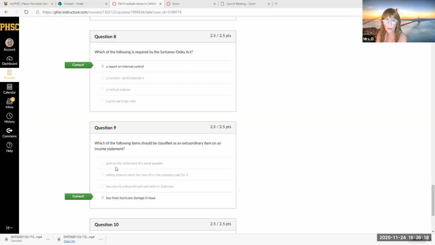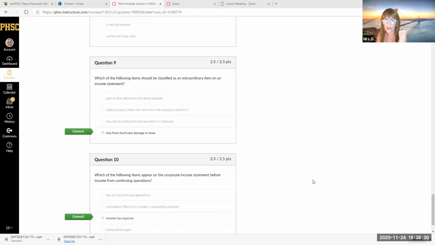Now look at the other ones. Gain on the retirement of the bonds. That's not extraordinary. Selling treasury stock for more than the company paid for it. That's not extraordinary. A loss due to a discontinued operation in Colorado. Not extraordinary. But a hurricane in Iowa. So let me just see. Could somebody Google that for me? Just say, are hurricanes usual in Iowa? Tell me what answer you get.